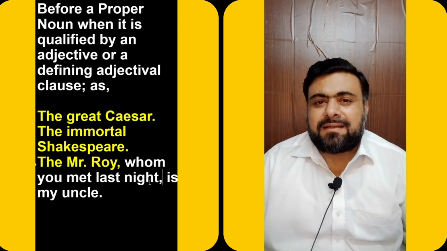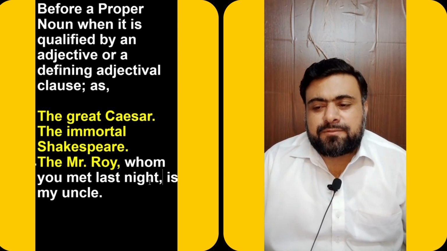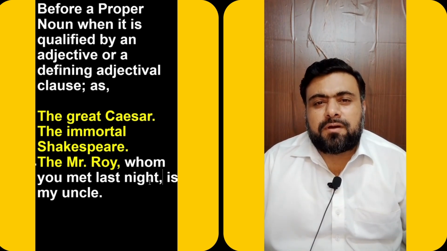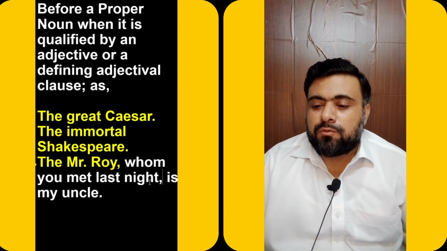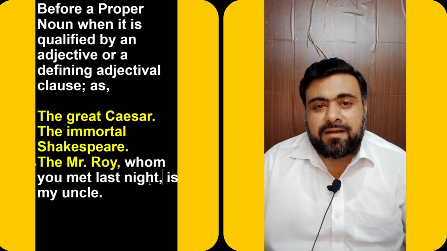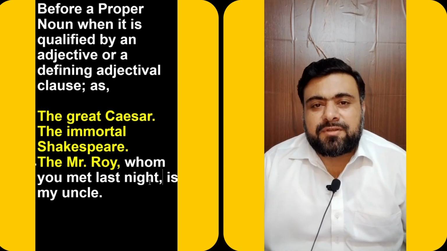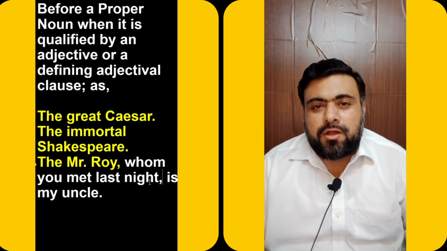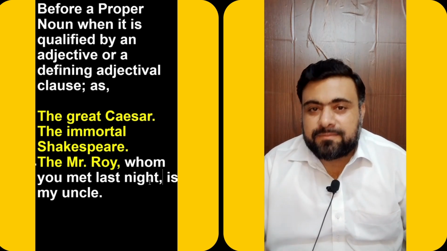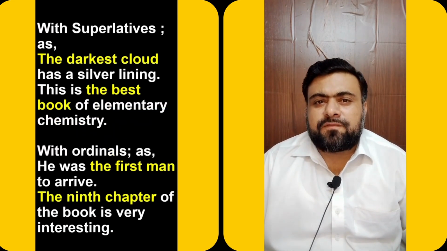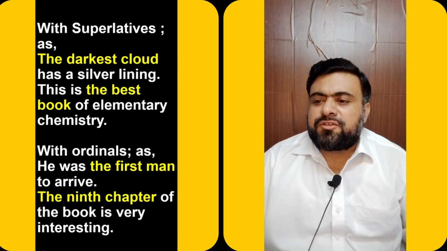Now, whom you met last night is an adjectival clause, and it has been used with the noun Mr. Roy. So we use the definite article the with Mr. Roy. The Mr. Roy whom you met last night is my uncle, not just any Mr. Roy. The Mr. Roy whom you met last night, that Mr. Roy is my uncle.